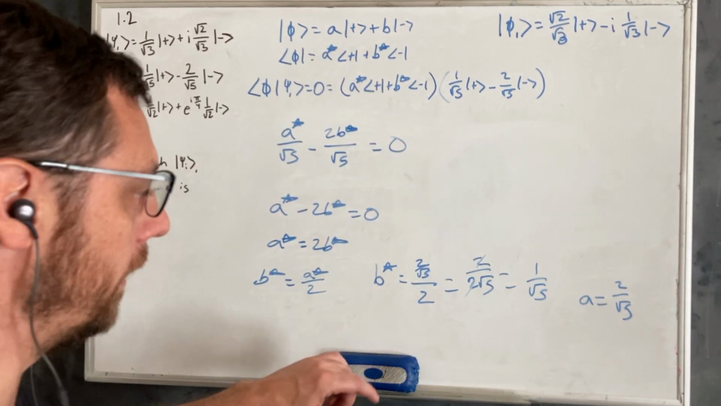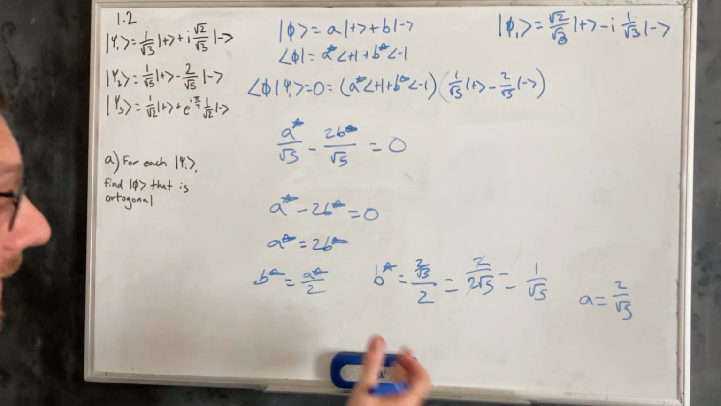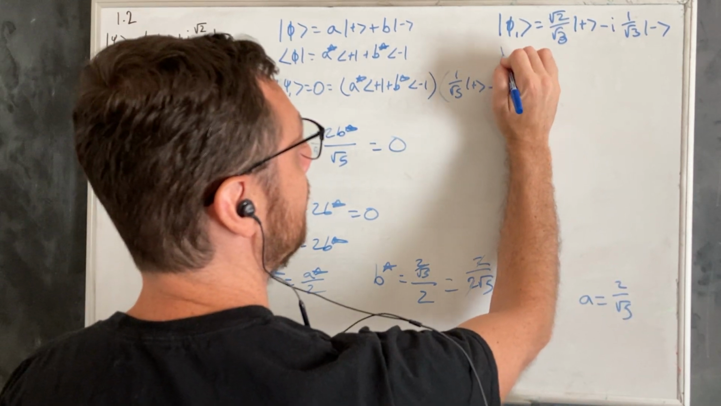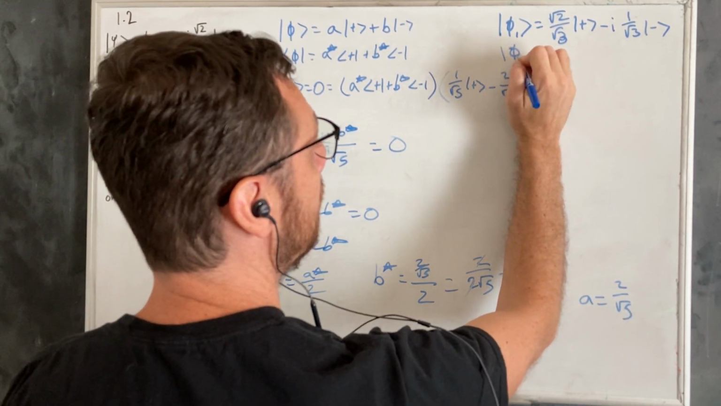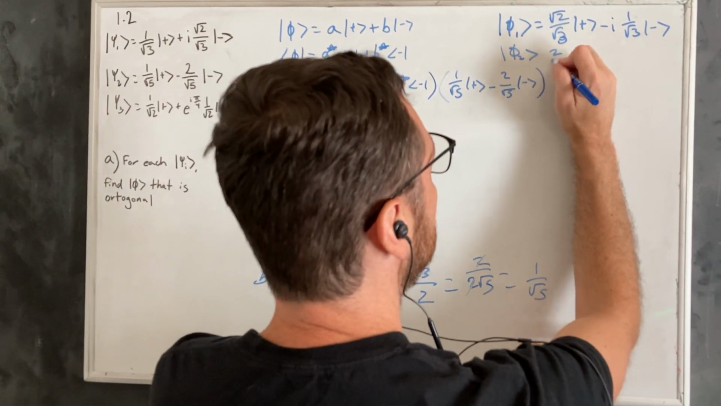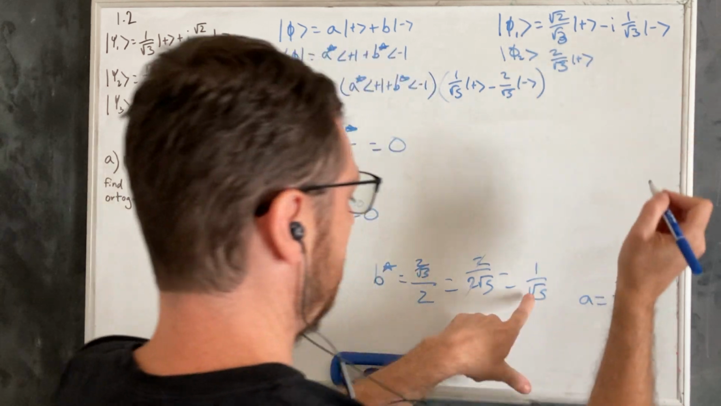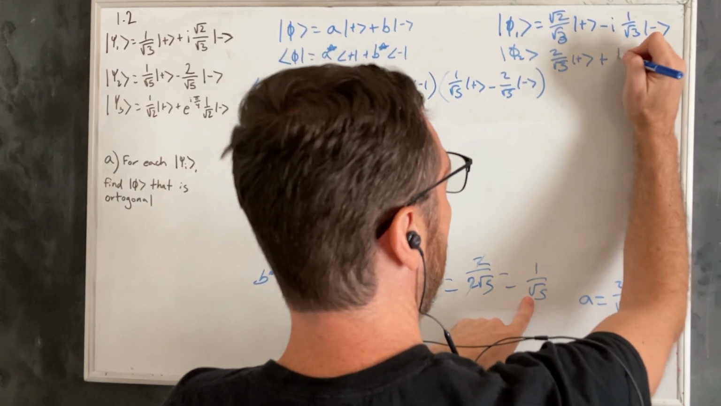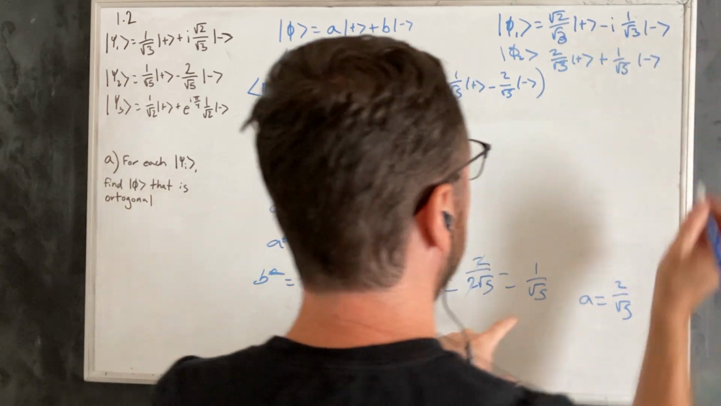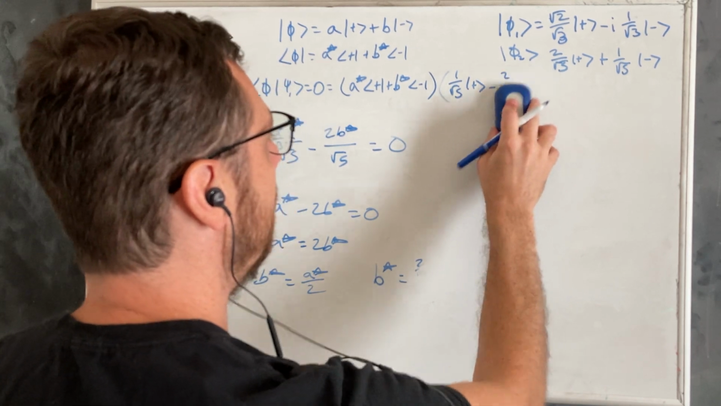And that's going to be our b star, and then complex conjugate that to get our b. It's still 1 over root 5, which means that our second state here is going to be equal to our a, which is 2 over root 5 up plus 1 over root 5 minus. Okay. 2 down, 1 to go.